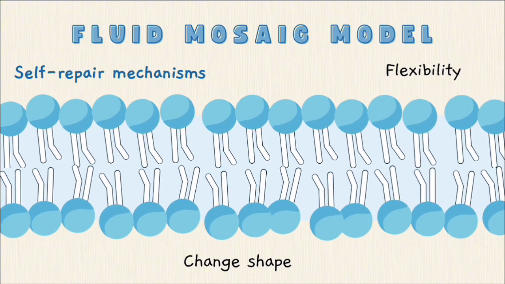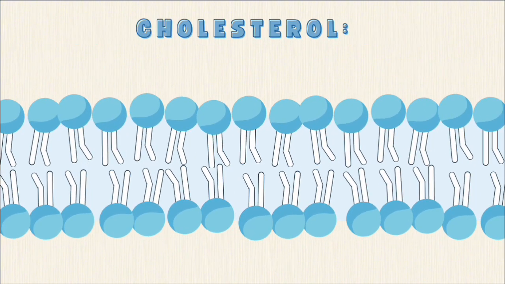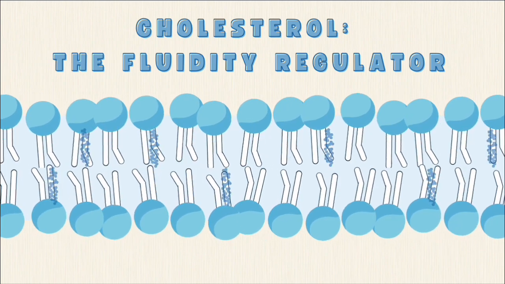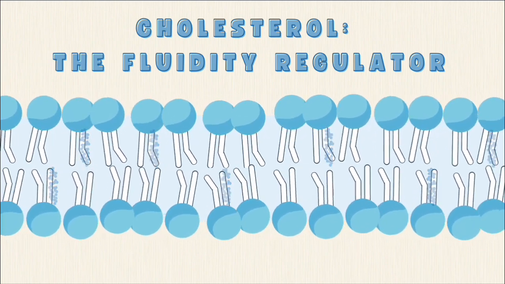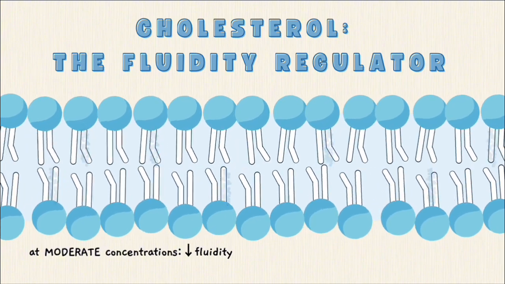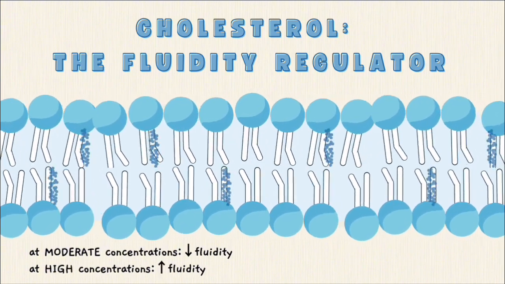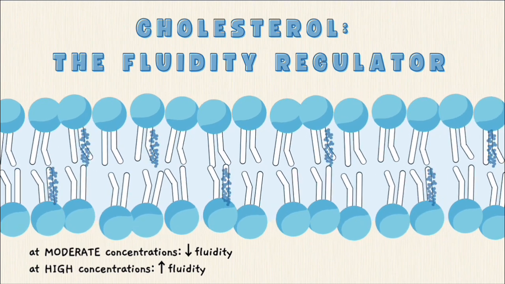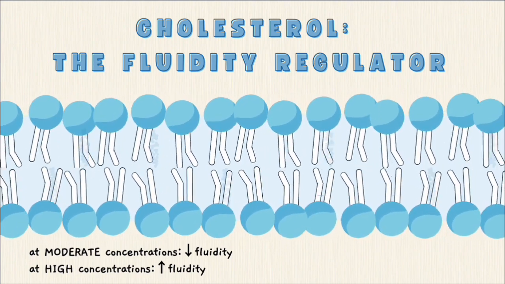Next up, cholesterol. These molecules are scattered within the bilayer, and their job is regulating fluidity. At moderate levels, cholesterol makes the membrane more rigid, but at high levels, it increases fluidity. So, it helps the membrane adapt to different conditions.